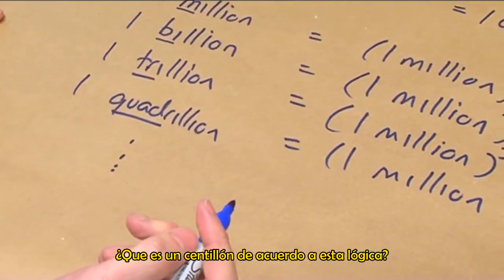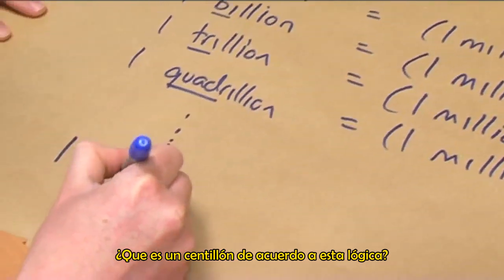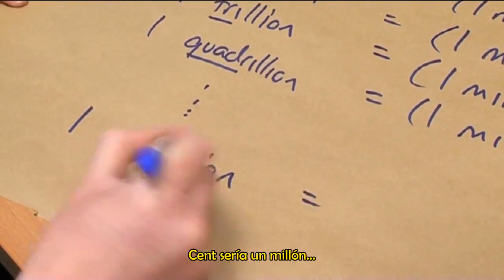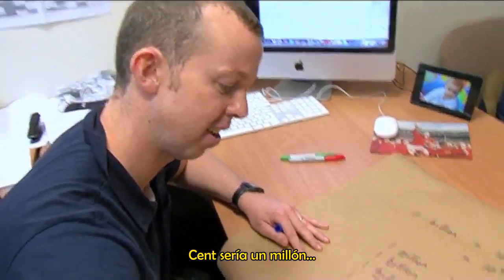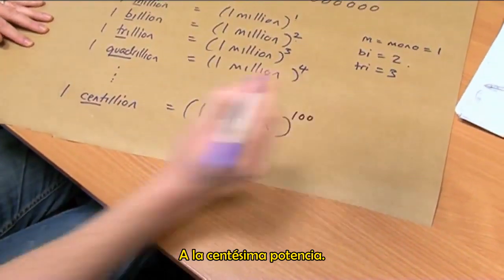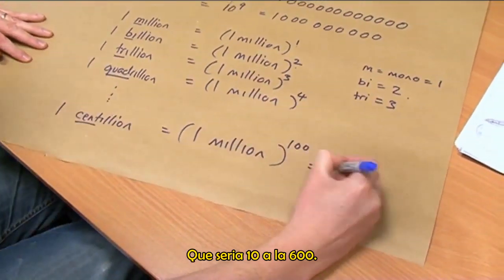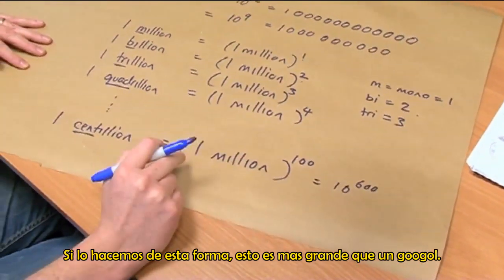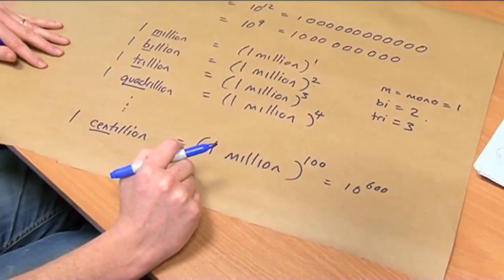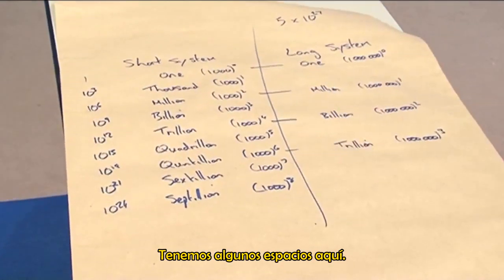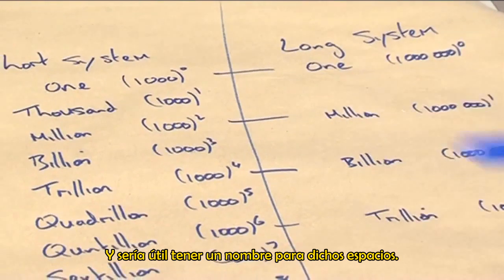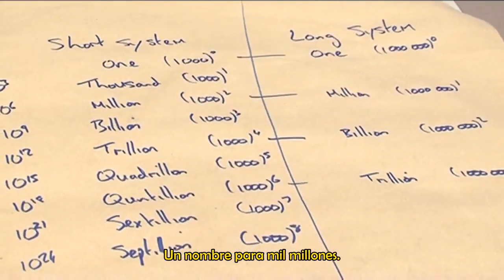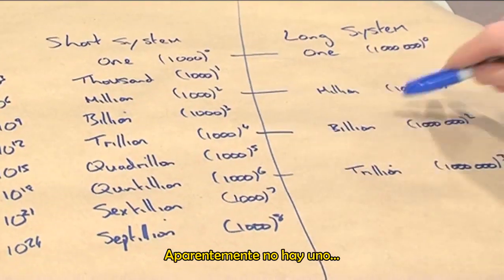Okay, what's a centillion? According to this logic, 1 centillion. Okay, well, cent. So that's 1 million to the power of 100. Okay, which is 10 to the 600. So that, incidentally, if you do it that way, is bigger than a googol. We do have some gaps now. It might be useful to have a name for these gaps. It might be useful to have a name for 1,000 million. We don't seem to have one now.